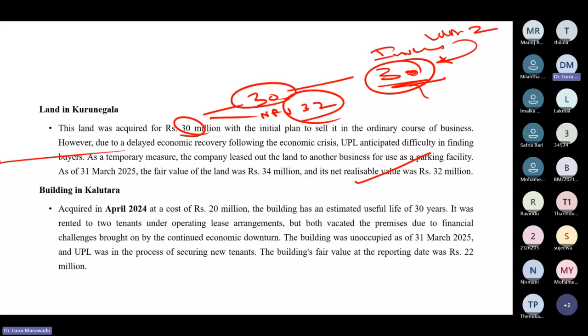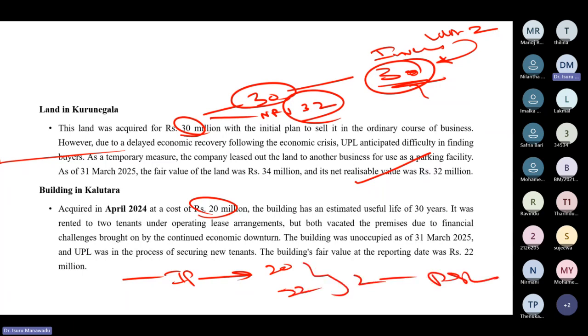What do you think? Is this building an IP or not? Currently the building is unoccupied, with no tenants, but they are searching for tenants. Therefore, this is an IP. Initial measurement is 20 million. Subsequently, fair value is 22 million. The fair value change of 2 million should be charged to P&L. So all these things need to be written. Right, last one.